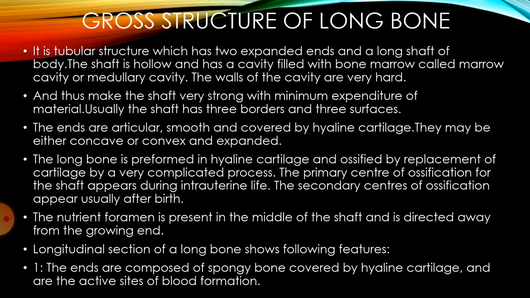The nutrient foramen is present in the middle of the shaft and it is directed away from the growing end. Longitudinal section of a long bone shows the following features. The ends are composed of spongy bone covered by the hyaline cartilage and are the active sites of the blood formation. ये भी हमने देखा था that the epiphysis or the ends of the long bone were composed of spongy bone, and we also saw that there were the red bone marrow cells present, and the red bone marrow cell by function are responsible for the process of erythropoiesis.